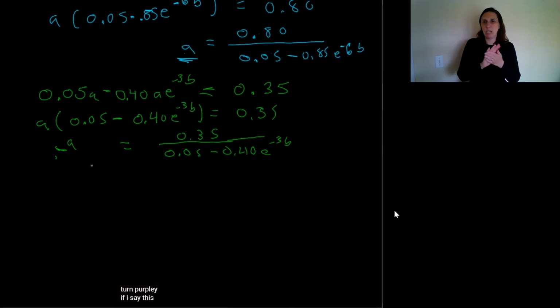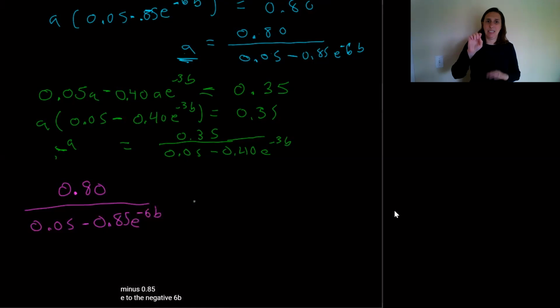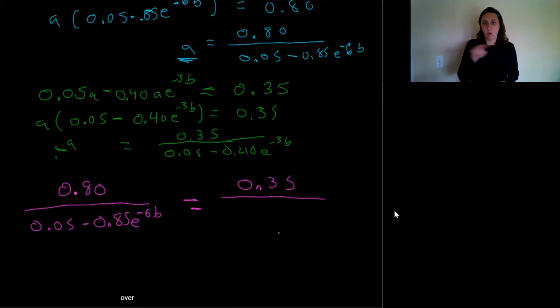If I say this, 0.80 divided by 0.05 minus 0.85 e to the negative 6b is equal to 0.35 over 0.05 minus 0.40 e to the negative 3b.